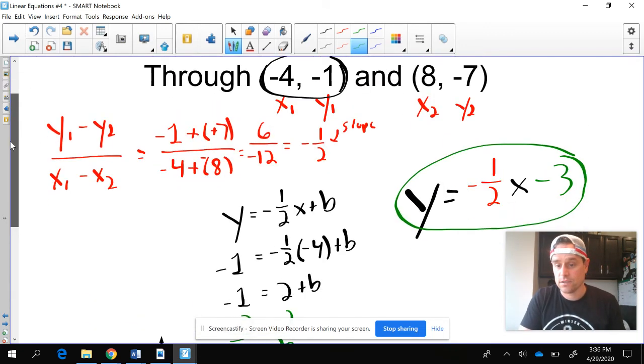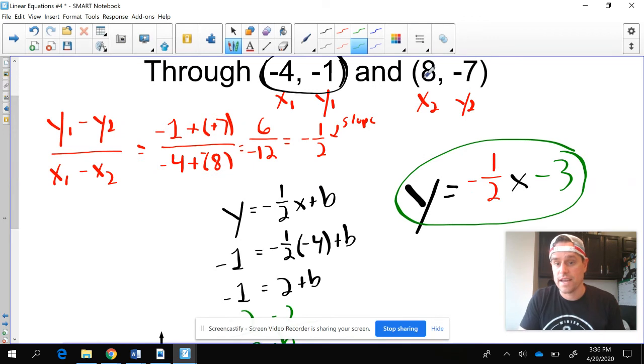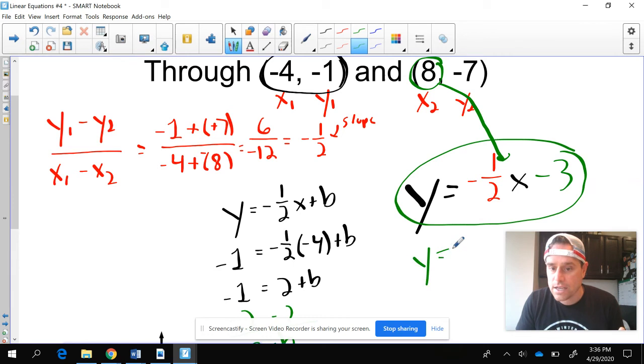And again, a great way to check is you can take the other point's value right here and just plug it in. Do this in your head real quick. Take the 8, plug it right there. 8 times a -1/2 is -4, right? So y equals -4 minus 3. And guys, -4 minus 3, isn't that -7? Bam! You just checked your work. It's got to equal. I always like doing that. It's always good to check your work.